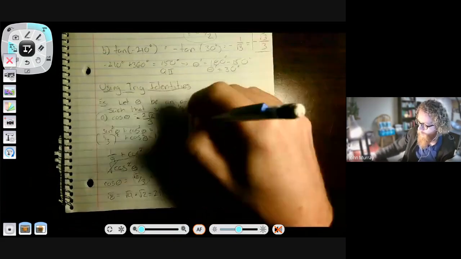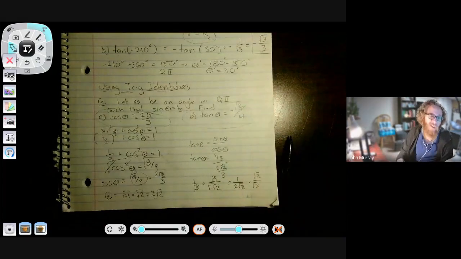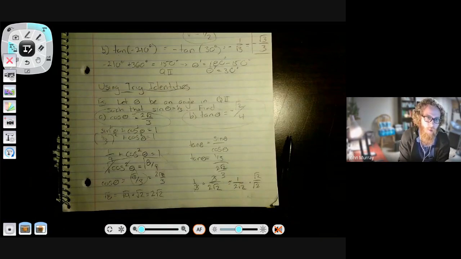All right, so we found both the cosine and tangent without technically doing any actual trigonometry. We just used the identities, the rules of trigonometry. All right. Any questions?